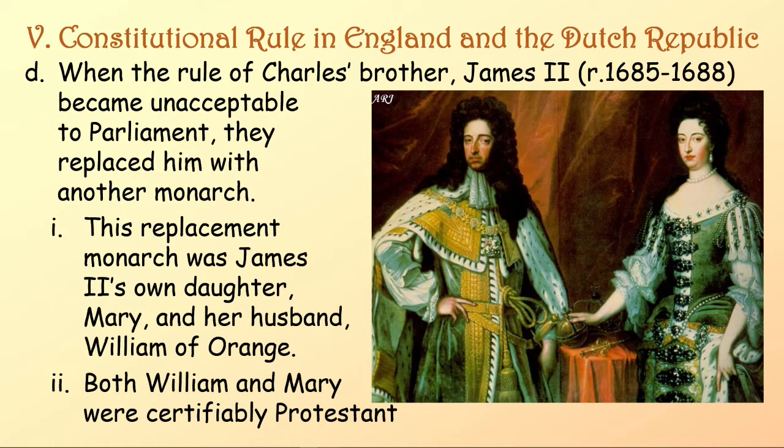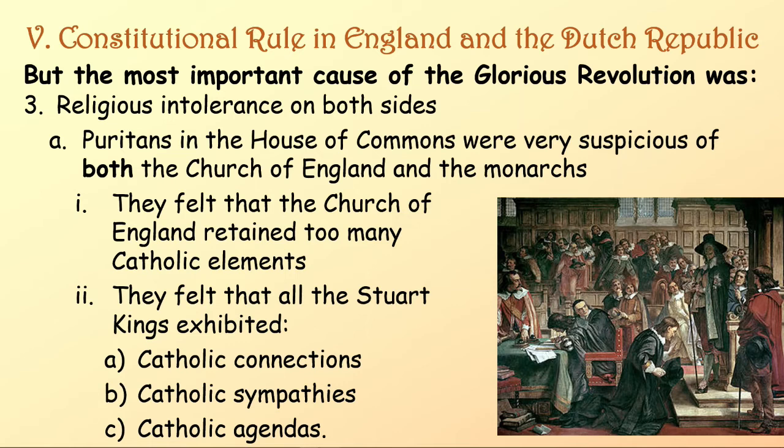When the rule of Charles' brother James II, who ruled from 1685 to 1688, became unacceptable to Parliament, so blatantly Catholic, they replaced him with another monarch. And this replacement monarch was James II's own daughter, Mary, and her husband, William of Orange. Both William and Mary were certifiably straight-up Protestant, which means they were acceptable.